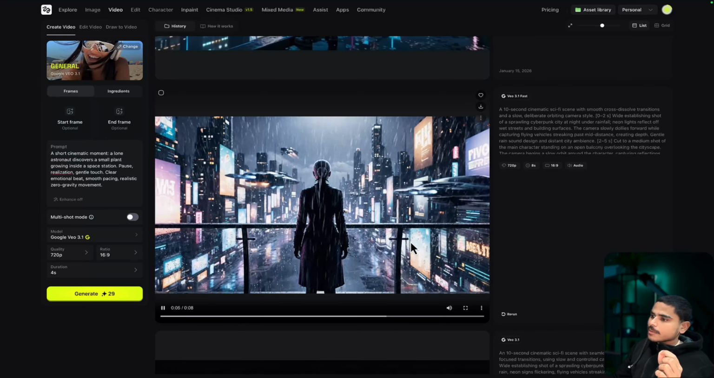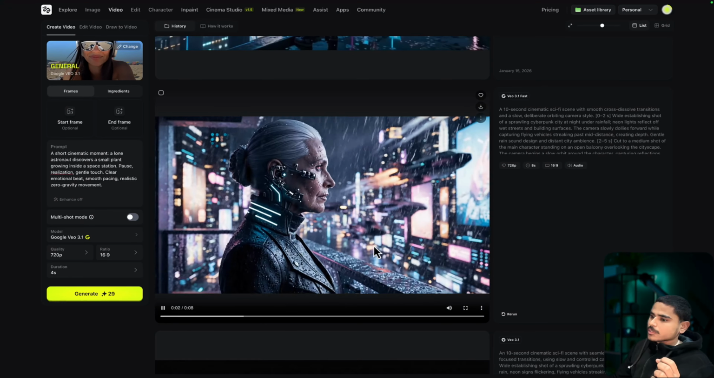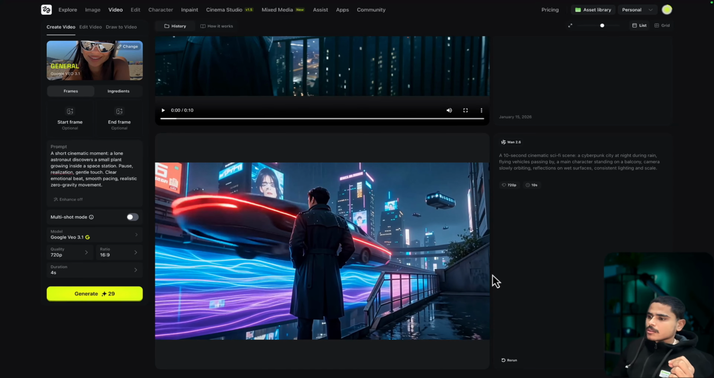3.1 fast has camera movements. Reflections were okay.